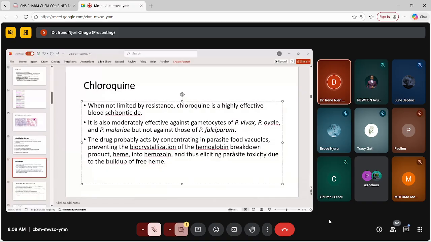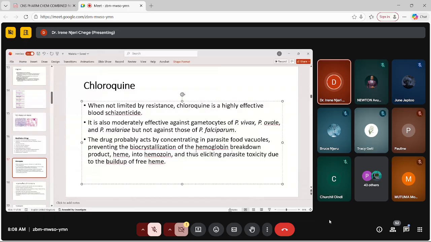So when I say these terms, that's why I was explaining what they mean. So it is a schizonticide. It is also gametocidal in 3 species except P. falciparum. So how does it act? What's the mode of action? It concentrates in the food vacuoles of the parasite and prevents what we call biocrystallization of hemoglobin.